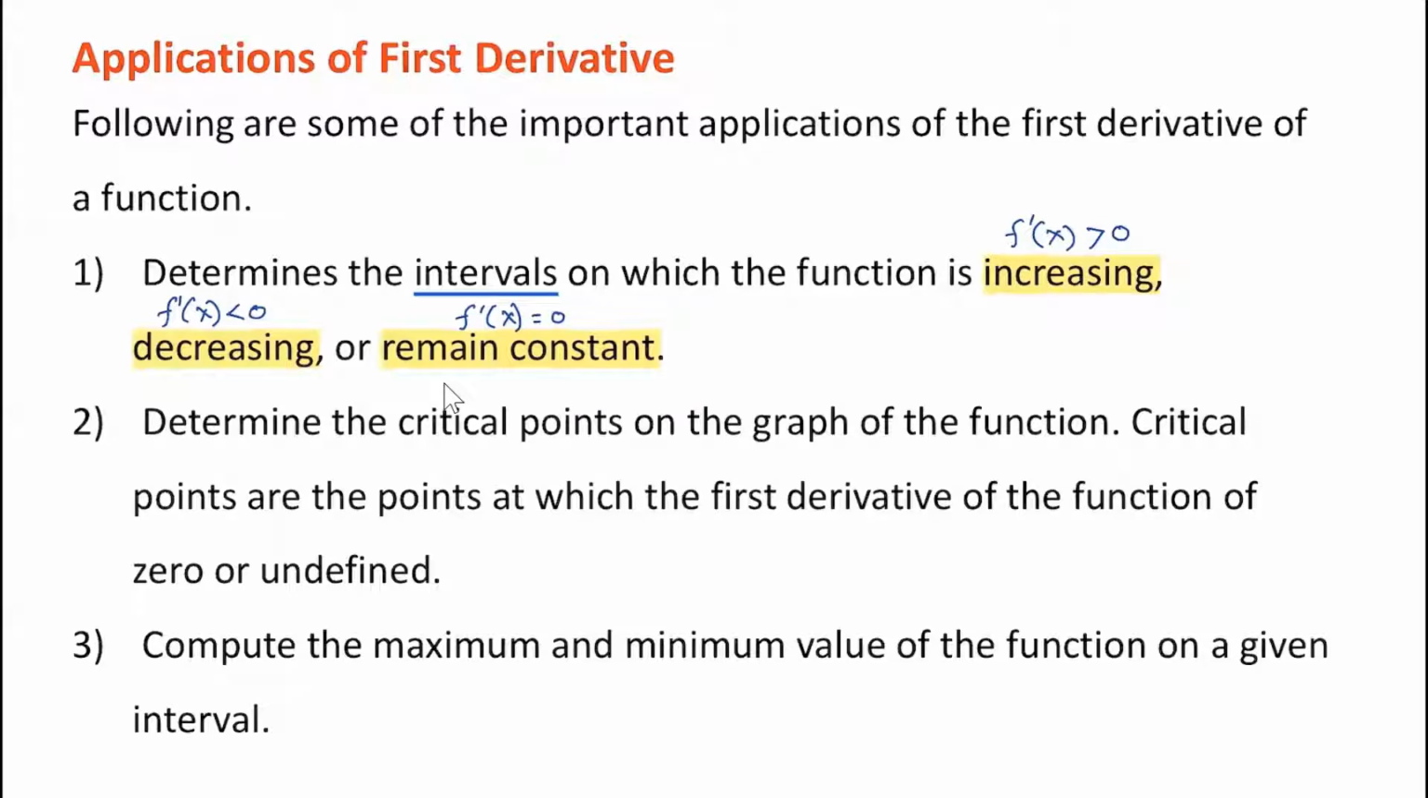Second application, determine the critical points on the graph of a function. When we say critical points, these are the points on the graph at which the first derivative of the function is 0 or undefined. So we are going to determine that using first derivative. The point where the first derivative is 0 or first derivative is undefined, we call them critical point.